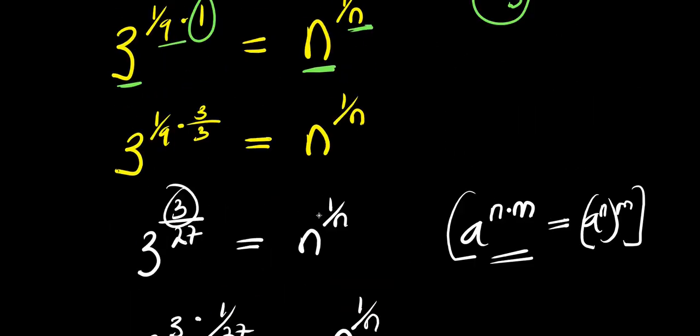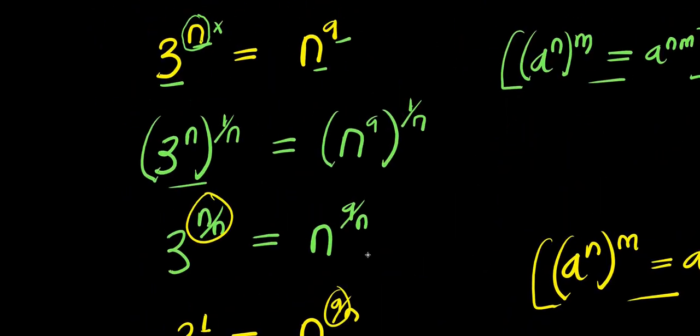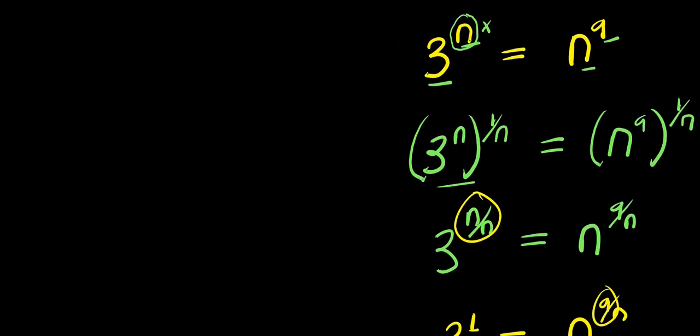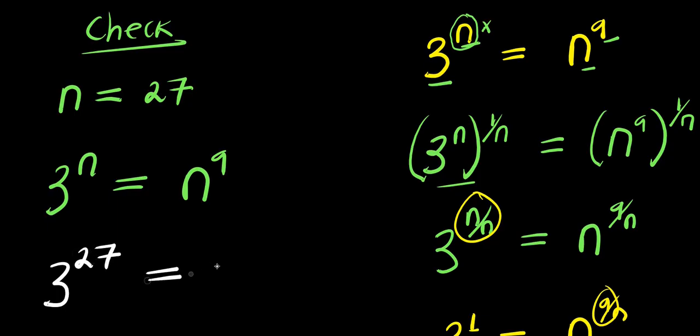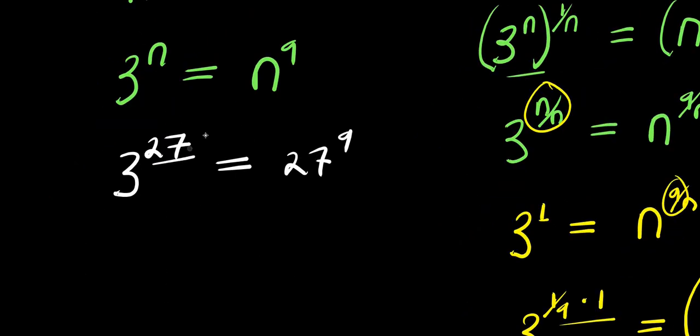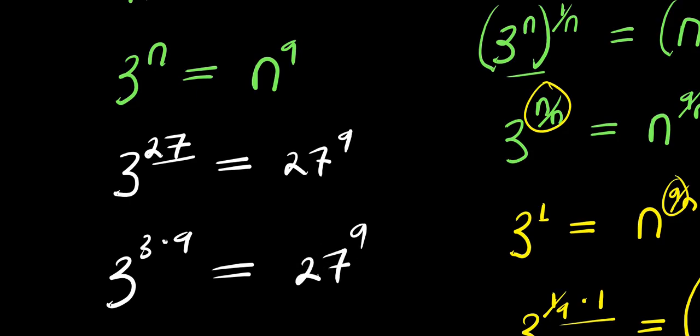Now this is how you can easily solve this exponential problem. So let's go ahead and test if that value will satisfy the equation. We have n equals 27. I have 3^n equals n^9. So this means I have 3^27 equals 27^9. So I can express 27 as product of 3 times 9. I have 3^(3 times 9) equals 27^9.